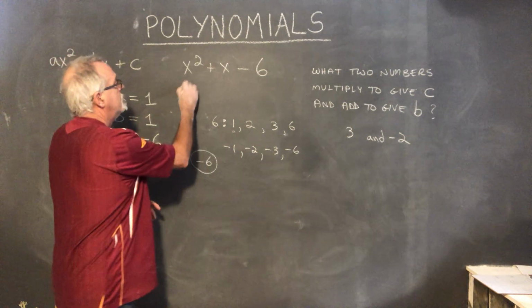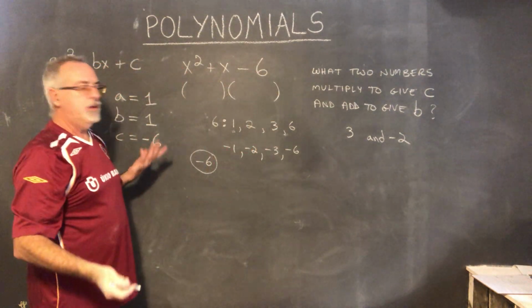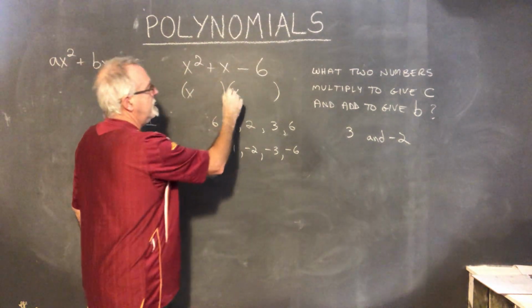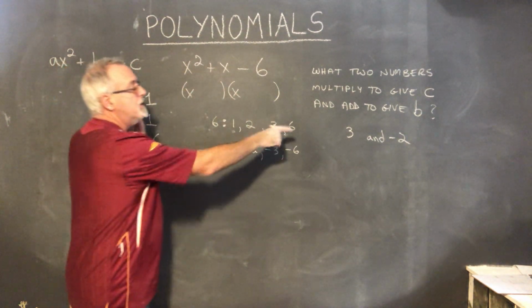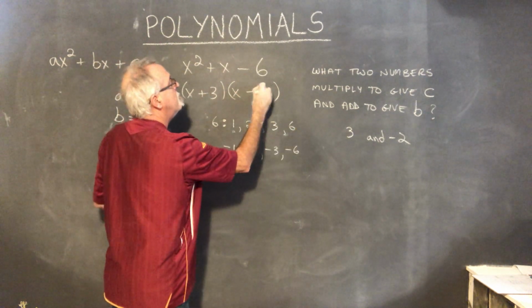We have our answer, so we can write it. Writing it is the easiest part, I guess. You need two binomials, so put the brackets. You're using an x and an x. And then it wasn't -3, it was 3, so I need +3. It was -2, so I need -2.